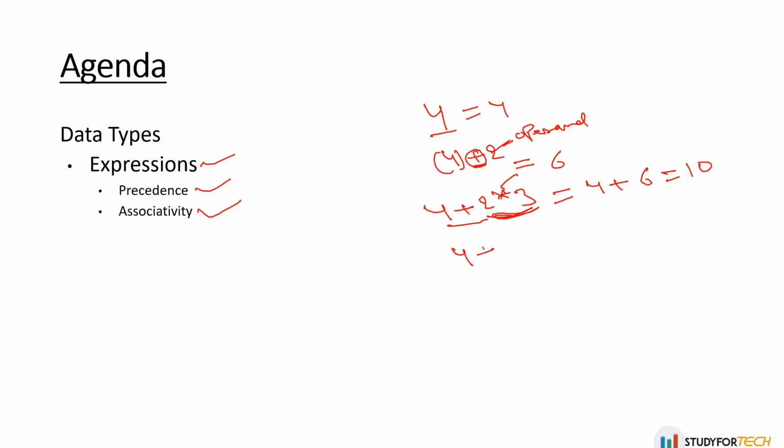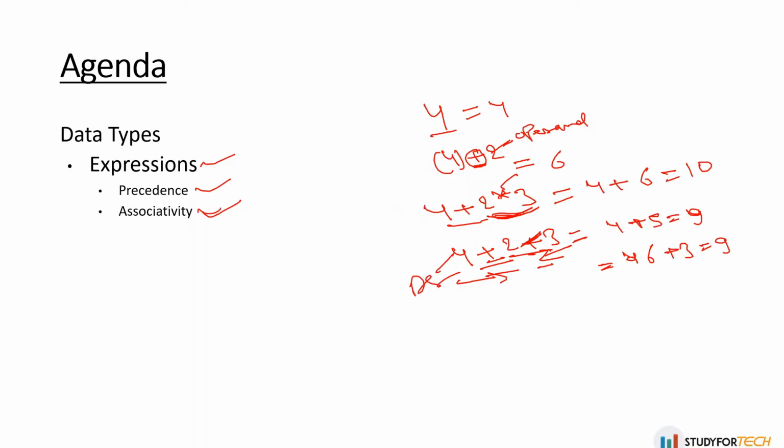When we have 4 plus 2 plus 3, what would be the output here? The same precedence is there, so associativity comes into the picture, whether it will start from left to right or right to left. If you start from this side, it will be 4 plus 5 equal to 9. If you start from the other side, it will be 6 plus 3, which is also 9. Let's suppose this is a minus, then what would be the precedence? Well, first you will have a minus and then plus or minus. So this is called associativity. We will see this with a demo in Jupyter Notebook.